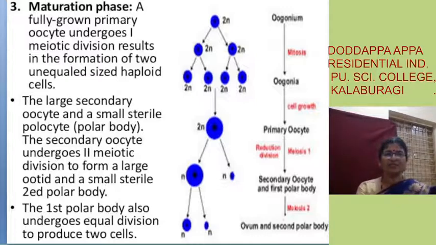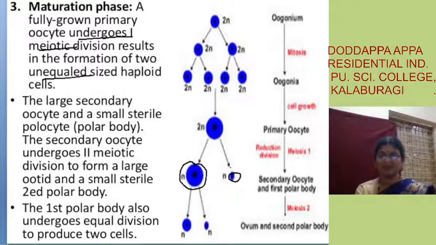You know, in the maturation phase, the primary oocyte will undergo a meiotic cell division. Okay. And it results in the formation of two unequal sized haploid cells. See here in the diagram it is shown. This one is the bigger one and this one is the smaller one. Always I used to stress in the classroom, maintain the size. Fine. And the bigger one is called the secondary oocyte, and the smaller one is called the first polar body.